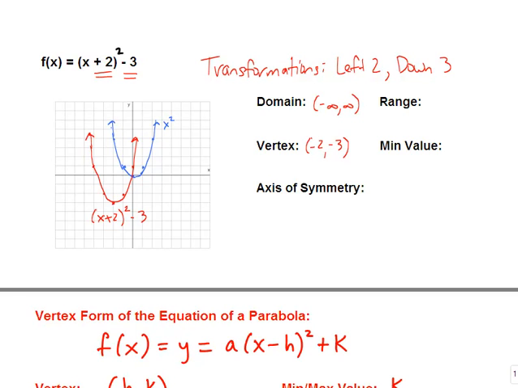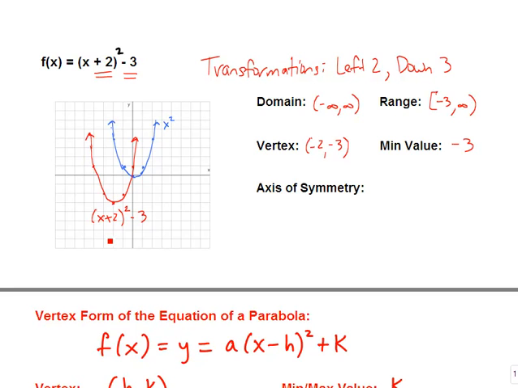The range will change because I've shifted this graph down. So instead of only going as low as 0, now I go as low as -3, and then I go up from there. So my range is -3, including the -3, so I have a bracket, up to infinity. If you know the range, then you also know the minimum value here. This is a parabola that's pointing up, so it's going to have a minimum right at that vertex, and the y value of that vertex is your minimum value, which in this case was that -3.